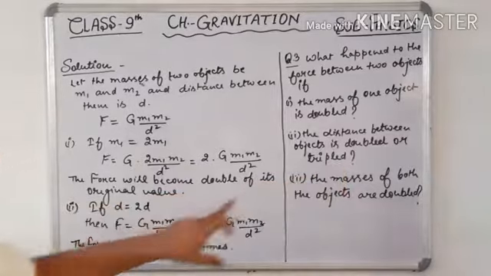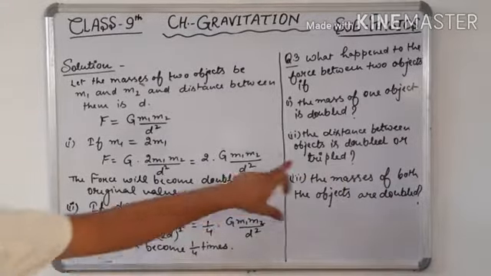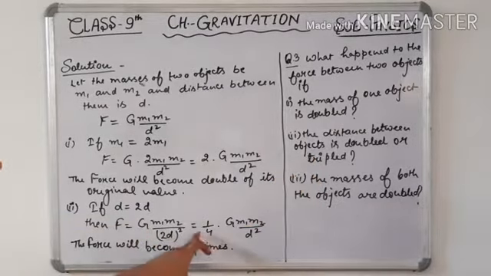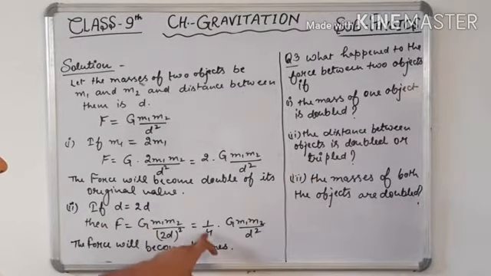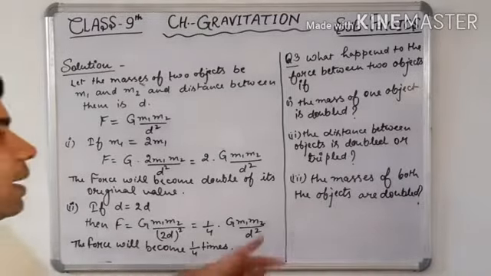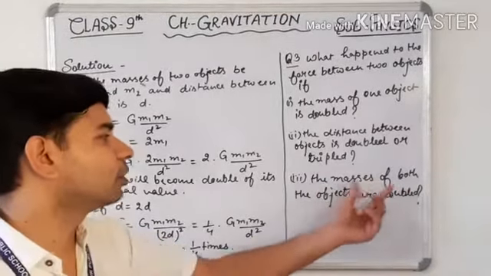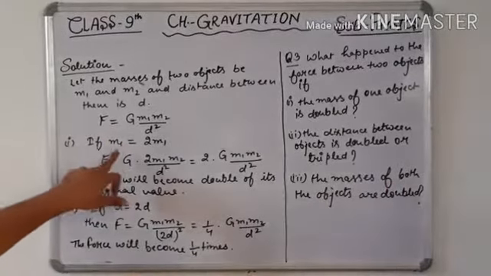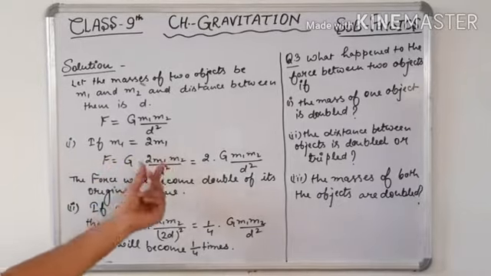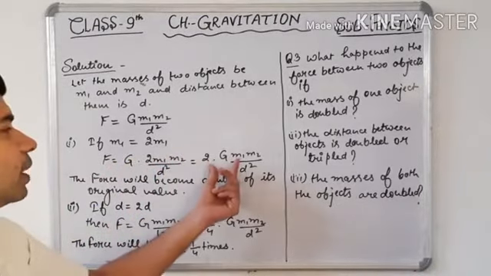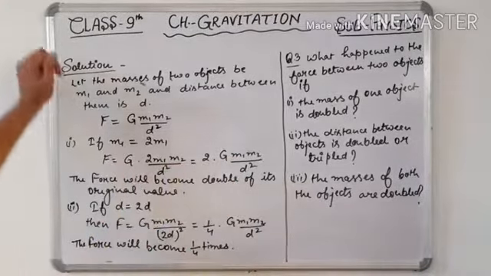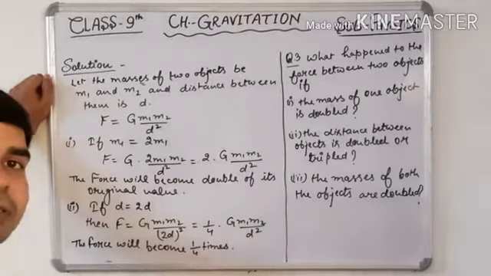Similarly, you have to put d equals 3d for triple. Then it will become 3d whole square, meaning 1 upon 9. The force will become 1 upon 9 times. And in the third case, if the masses of both the objects are doubled, then you have to put m1 equal to 2m1 and m2 equal to 2m2, 2 into 2 is 4. Then the force will become 4 times the original value.